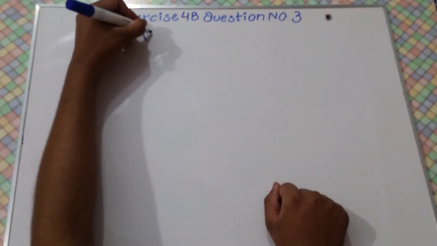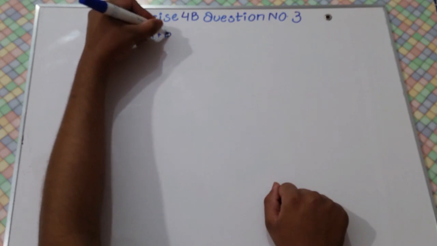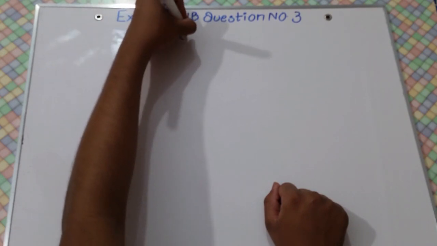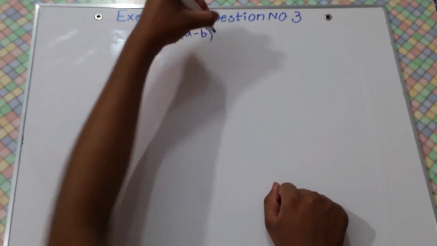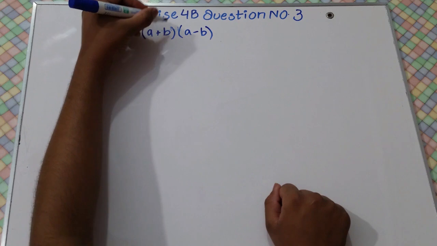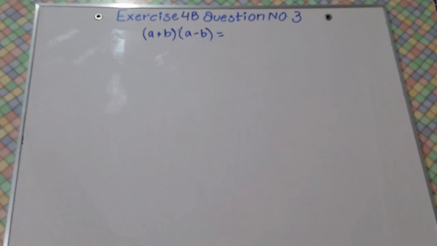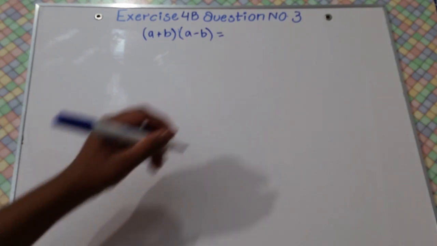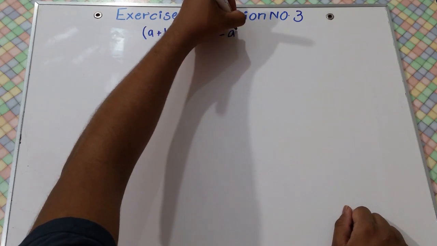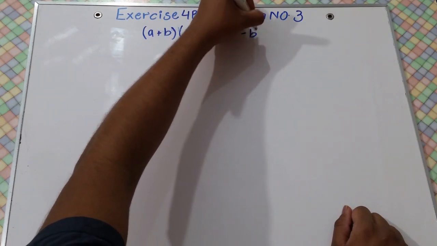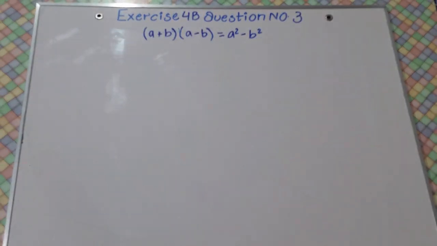So now we're going to solve question number 3. In this question we are going to use the identity which is (A plus B)(A minus B). We have a question in this form and we are going to write it like this, means A square minus B square. Okay, so this is our identity.